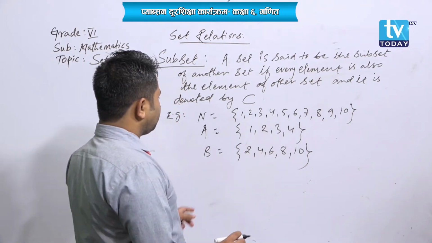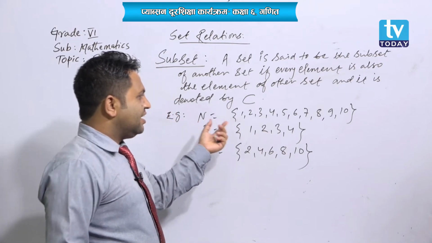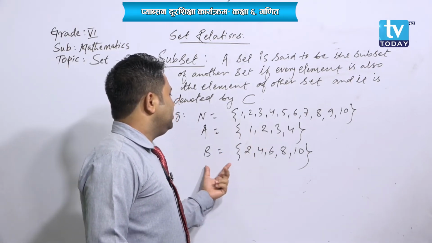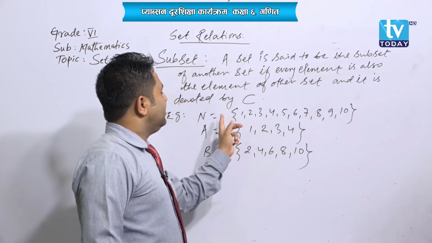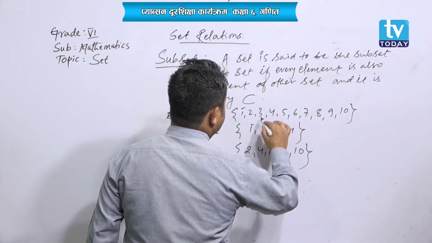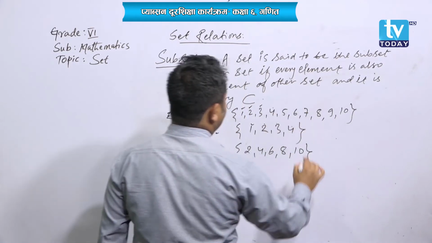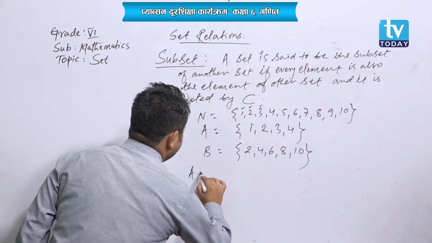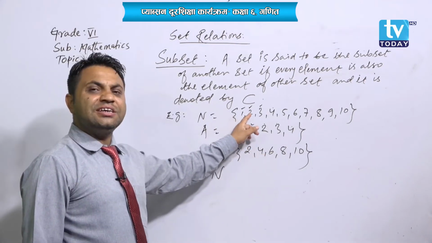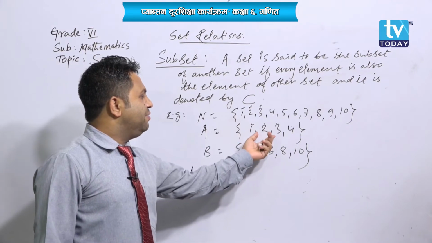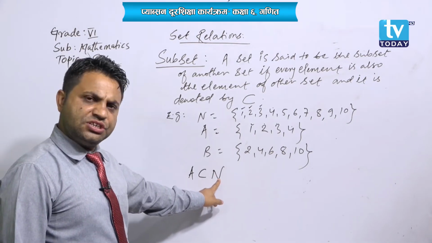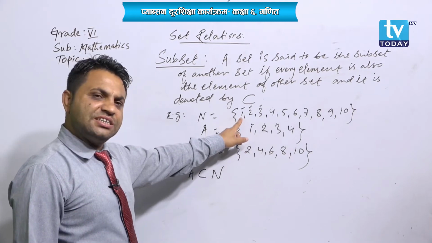Okay, now please see here, in set N there are more elements. In set A there are 4 elements, in set B there are 5 elements, in set N there are 10 elements. So in set A 1, here also 1, here 2, here also 2, here 3, here also 3, here 4, here also 4. So here A is a subset of N. Is that clear? Every element of set A is in set N. If every element of set A is in set N, then A is a subset of N. Understood? In this case, every element of set A is in set N.